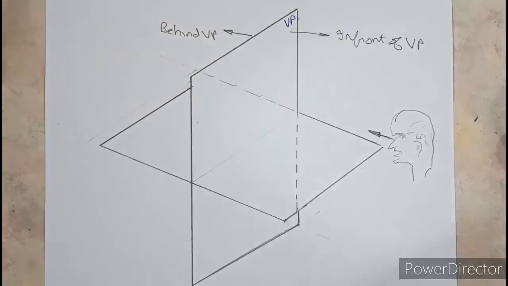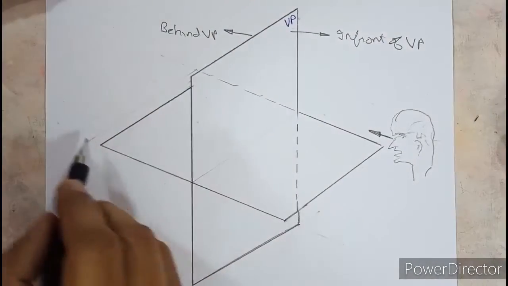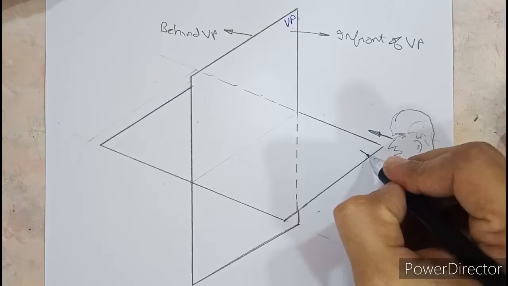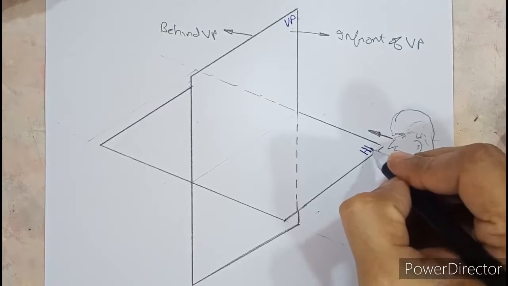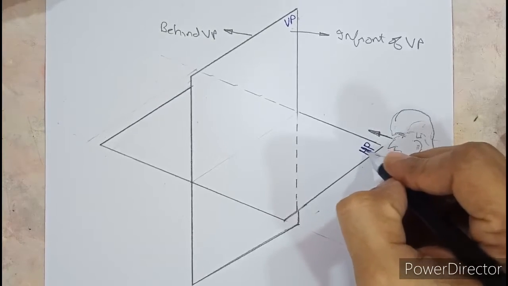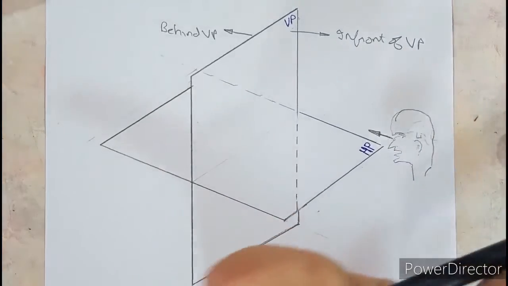So that is how I have introduced one more plane whose surface is horizontal. We'll call this HP. So VP and HP are the two principal planes. Principal means main, important planes.